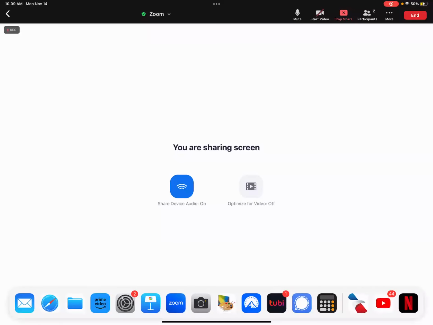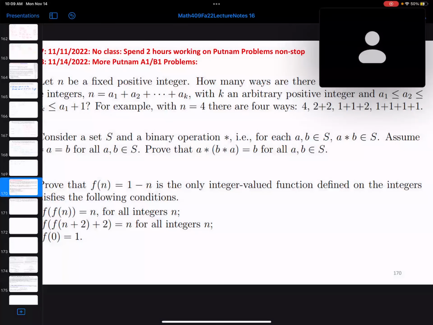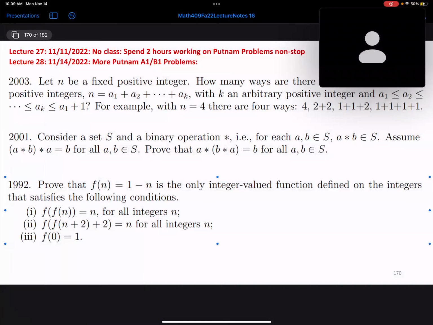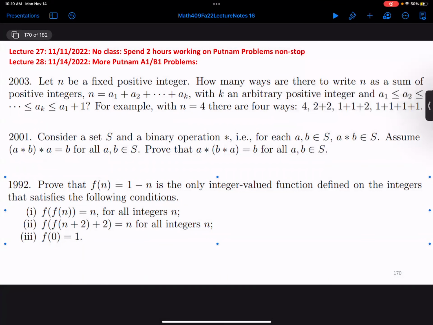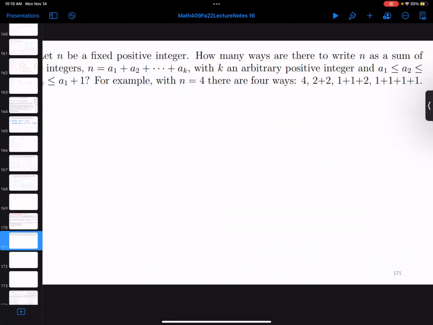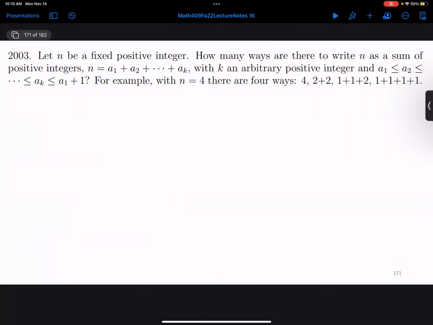Okay, so we're going to go back. This is Math 409, problem solving lecture 28, doing more Putnam problems. We're going to revisit the problem from 2003. Let n be a positive integer. How many ways are there to write n as a sum of positive integers where a1 is less than or equal to a2, less than or equal to a3, all the way up to less than or equal to a1 plus 1.